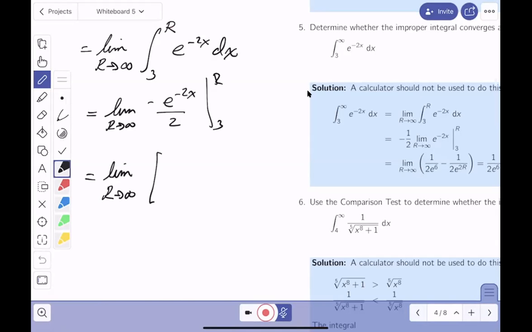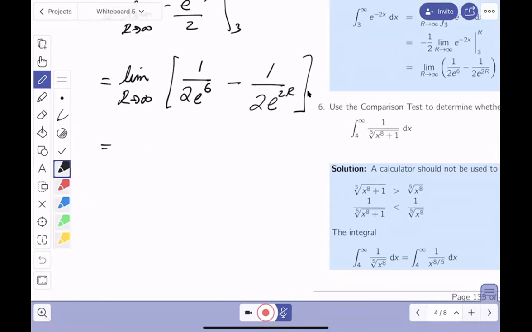And what do you get over there? I'm getting a little better now. It's going to be minus 1 over 2 e to the 2r. We'll do the limit later. And then the other one's going to be minus and minus, which is plus. So it's going to be 1 over 2 e to the 6th power. Now, the big question is, can I do that limit? And I can. It's an easy limit. What do you get? 1 over 2 e to the 6th.